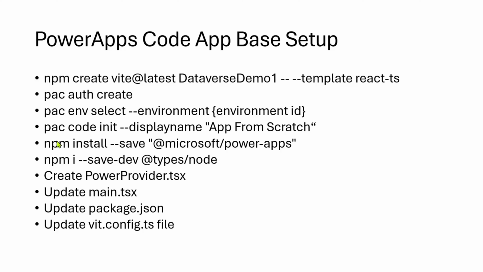The next two steps are to install libraries like Microsoft Power Apps and Types Node, which give us the libraries and SDK classes which we can use in our code to build an application which resides in Power Apps. The next two steps are to create a simple Power Provider TSX file, updating the main file and the JSON file and Vite. So this is just a summary. As I said, if you want to start from it, please watch the first video, where you will get step-by-step instructions where I have followed all these steps to create the Hello World app.